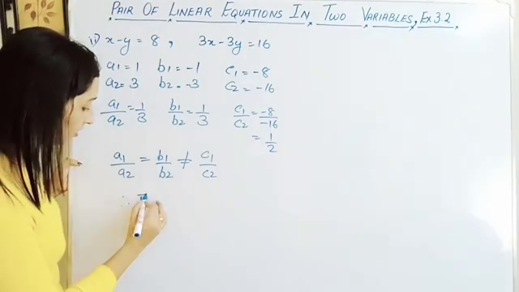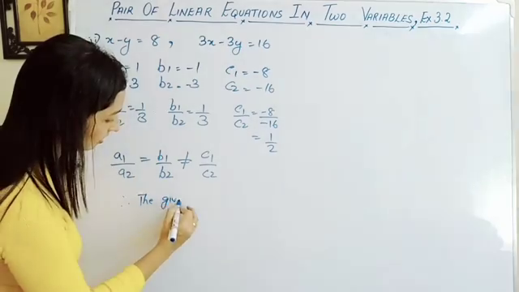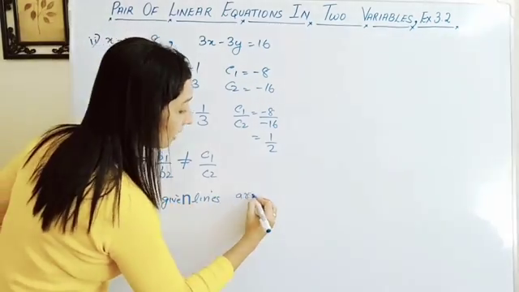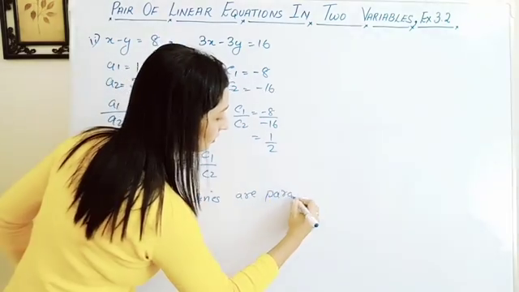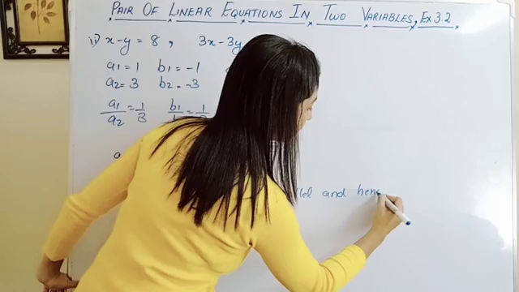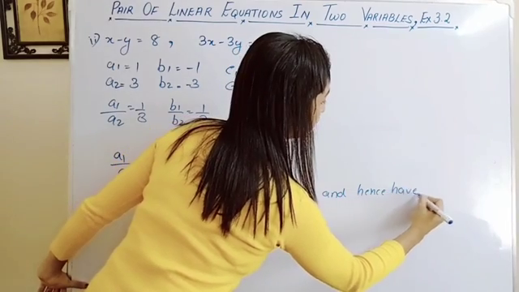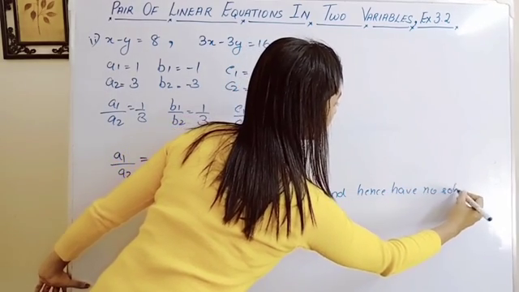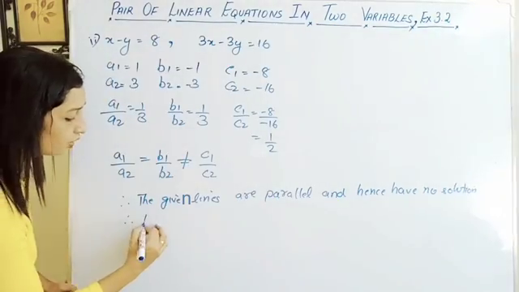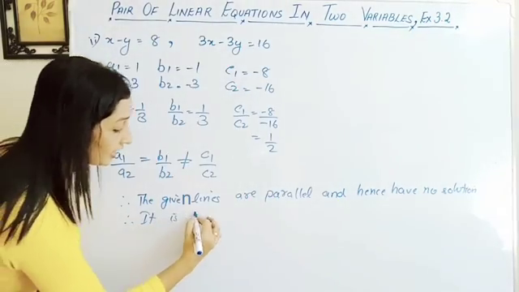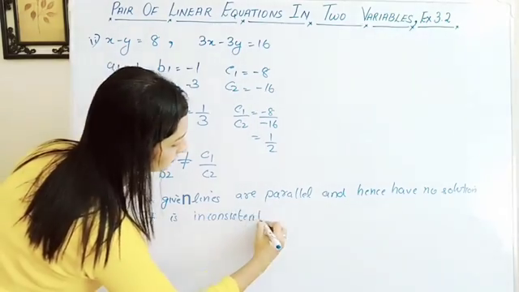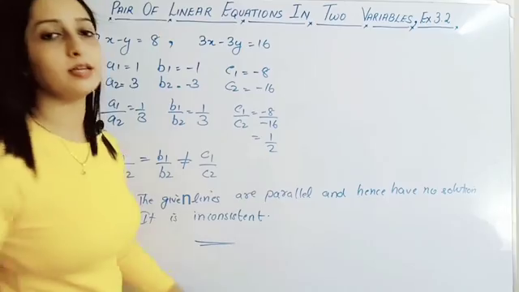The given lines are parallel and hence have no solution. Therefore, it is inconsistent. So this is our answer.